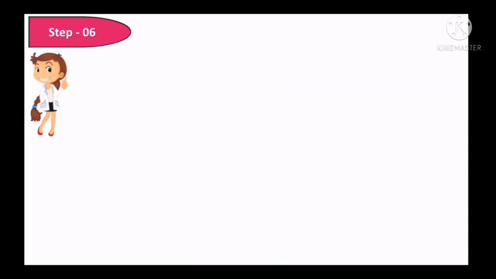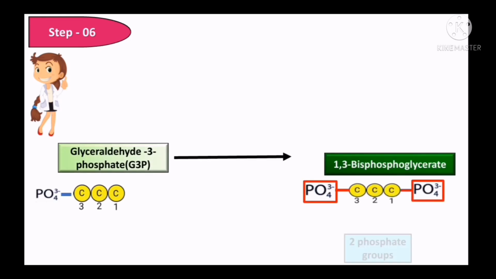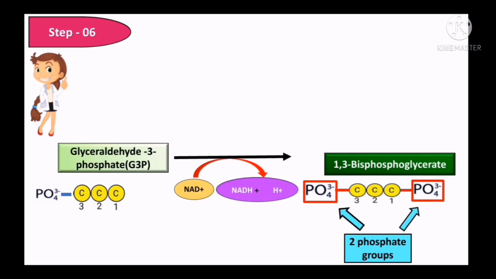In the sixth step, the glyceraldehyde 3-phosphate molecule is converted into a 1,3-bisphosphoglycerate molecule. As you can see, this molecule is composed of two phosphate groups. The most important fact is that during this reaction, one molecule of NAD is reduced to one molecule of NADH.